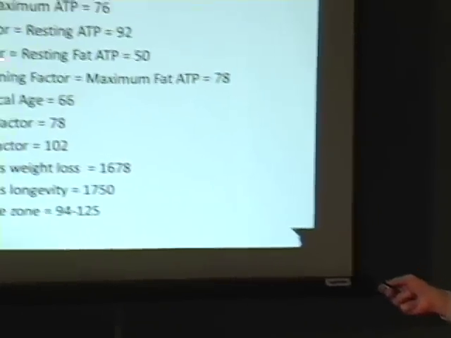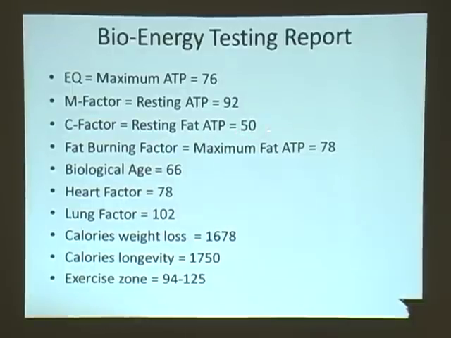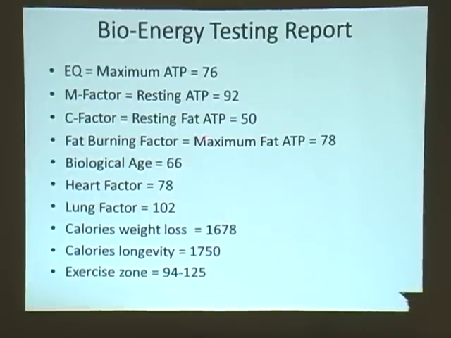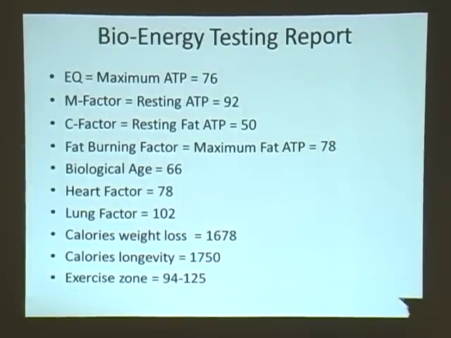So his resting metabolism is at 92% of what would be expected or desired. C factor is his resting energy production from fat, it's at 50%. So we'll talk to you a little bit about that in a sec. Fat burning factor is his maximum energy production from fat, which is at 78%. So you don't have to be even that well versed in bioenergy testing to know that we've got a problem here. Except for this resting metabolism, all these numbers look pretty low.